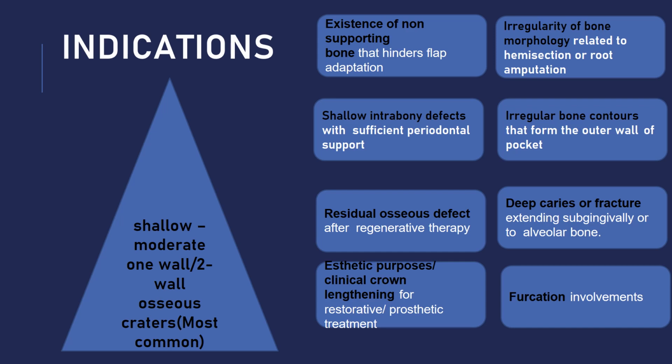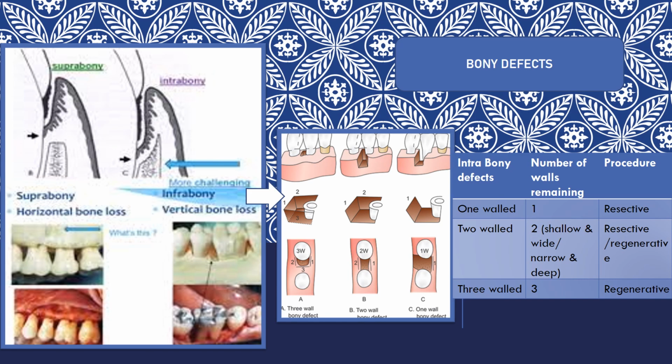Coming to the bony defects, we have already studied about these. I just want to give a brief description to direct to the procedure we are going to do. You know that there are supra bony defects and intrabony defects. This can be horizontal bone loss and vertical type of bone loss.